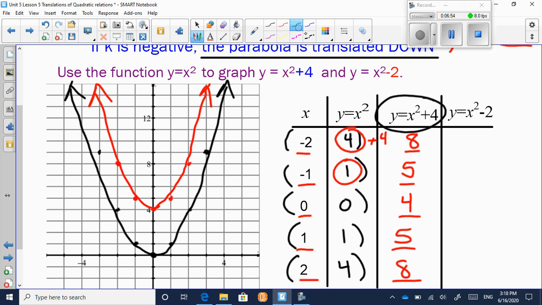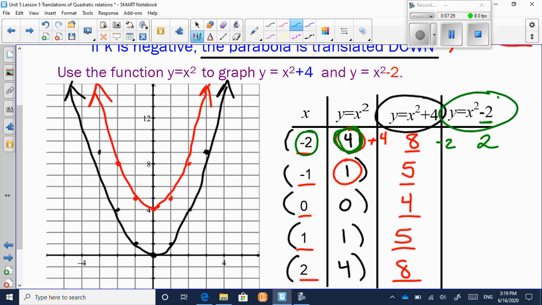Let's try if it was x squared minus 2. Well, in this one, if it's minus 2, all we do is change the bread and butter parabola. We change that number, we subtract 2 from it. So it's 4 minus 2, oh, that's 2. Now, if some of you aren't quite seeing that, if you plug the negative 2 in for your x squared, it's still negative 2 times negative 2, that's positive 4. 4 minus 2, oh, that's 2.